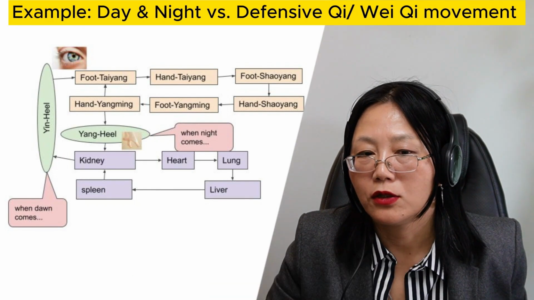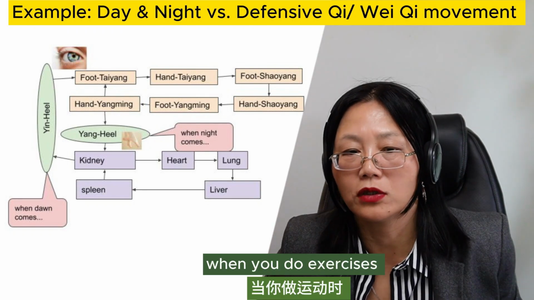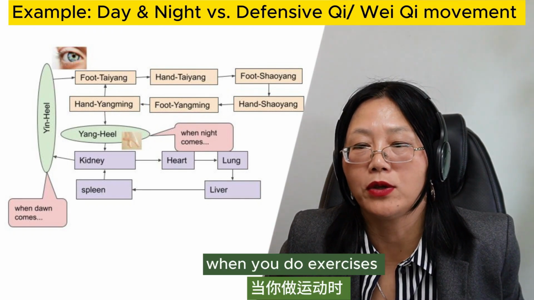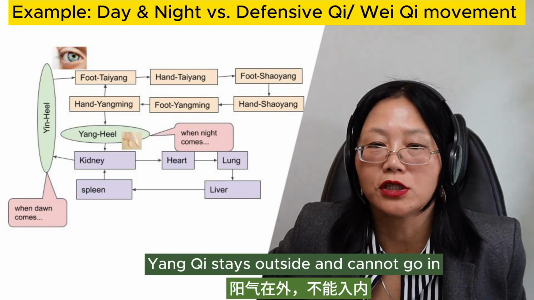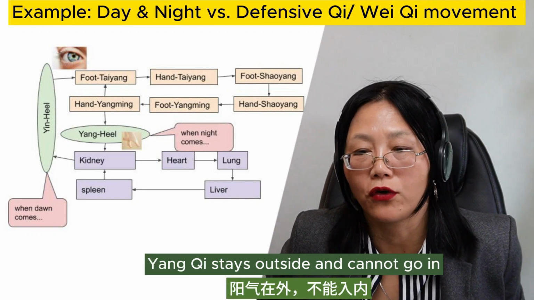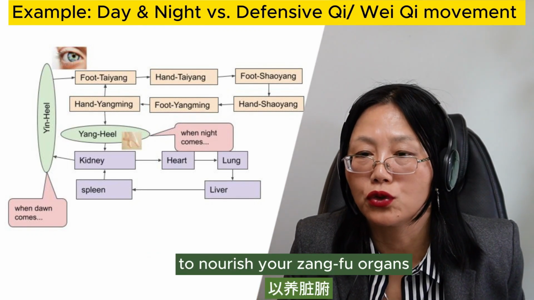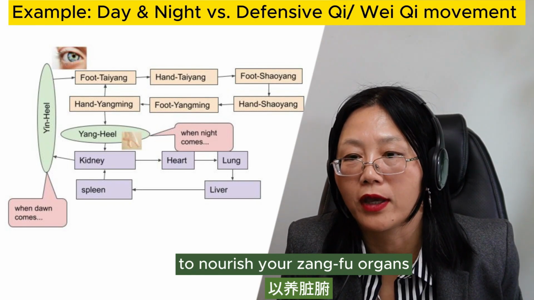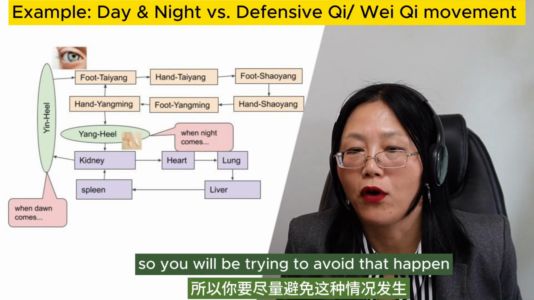At night, you don't want to do a lot of exercise. When you exercise, yang qi stays outside and cannot go in to nourish your Zang-fu organs. You want to avoid that happening.